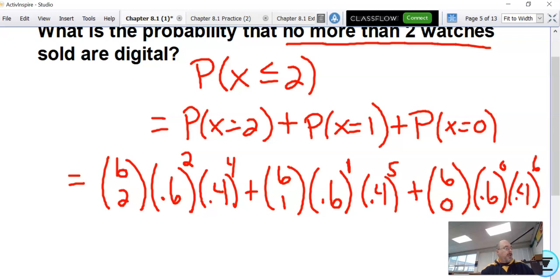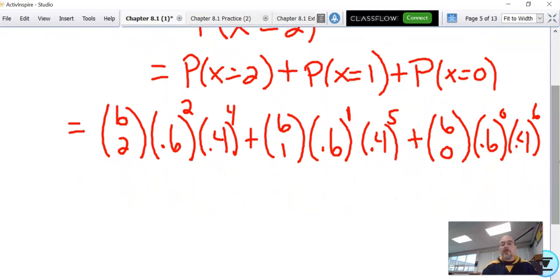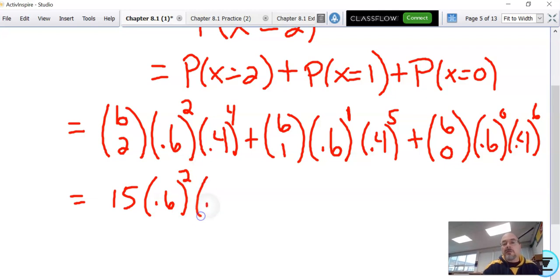All right, now let's see if I have that answer written down to save a little bit of time here. I do have that one written down, so you could type all of that in. Well, first of all, let me redo this. So this is going to be 15, right? 15 times 0.6 squared times 0.4 to the 4th plus, okay, 6 combination 1.